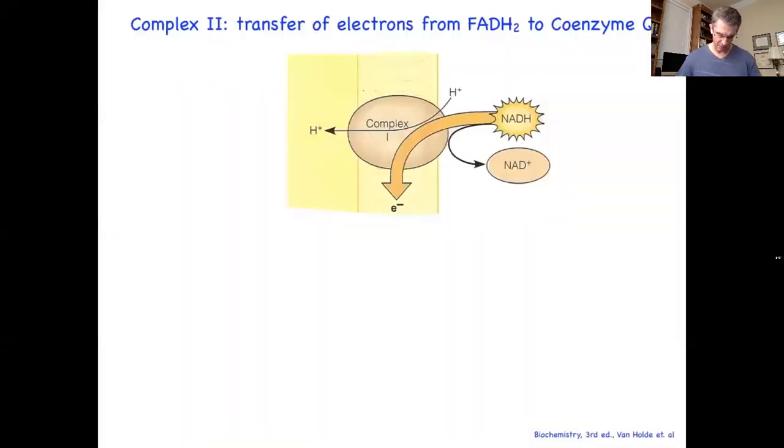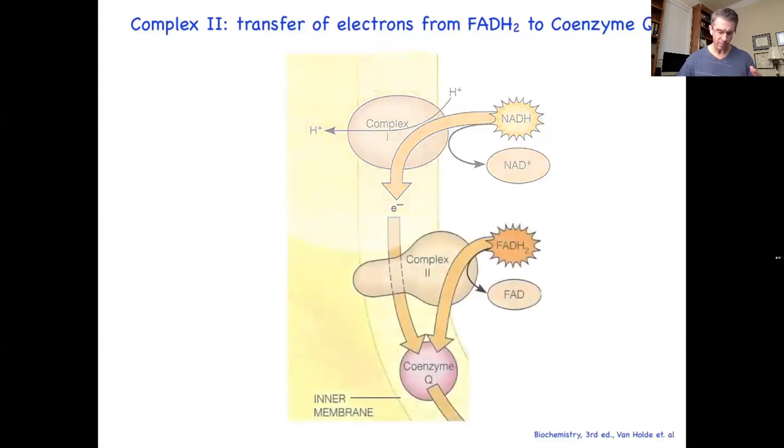Like I just mentioned, we've seen this process of bringing electrons in from NADH through complex 1. We're now going to move on to bringing those electrons in from FADH2, that succinate dehydrogenase reaction, into the electron transport chain through complex 2. And this enzyme, complex 2, you've already seen before, right? Complex 2 is succinate dehydrogenase by another name, right?